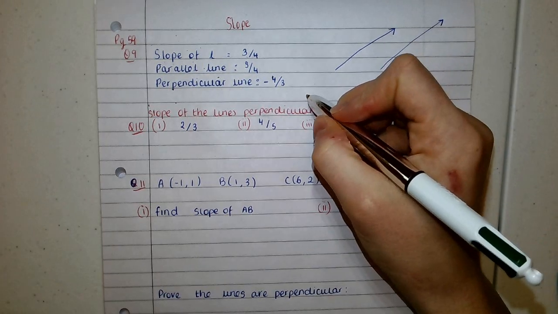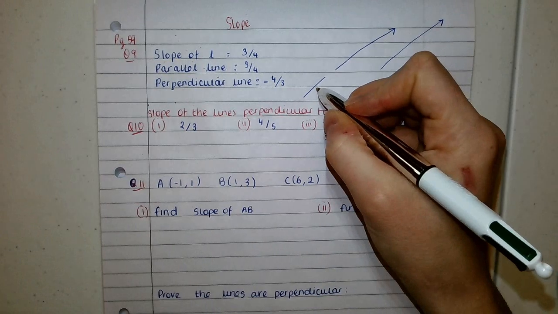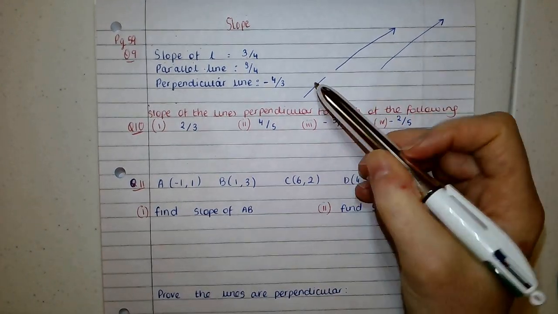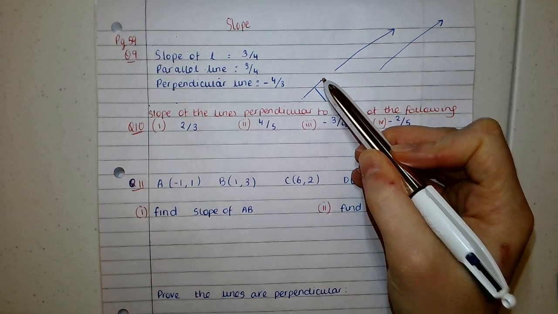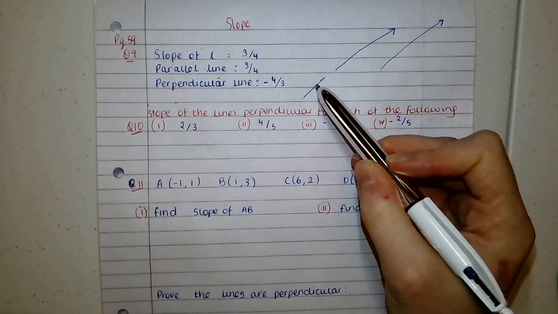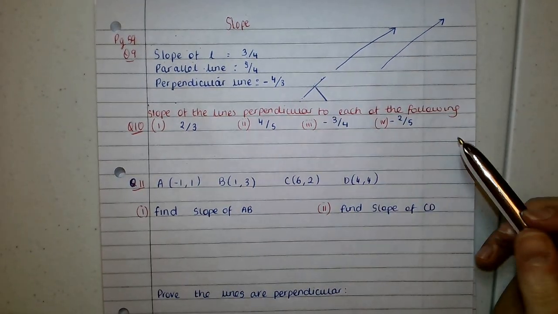The reason for that is, if you think about the line L here, and a perpendicular line to that, this line has a positive slope, and it's 3/4, and this one has a negative slope. So it would be minus, and the slope is flipped, so it's 4/3.